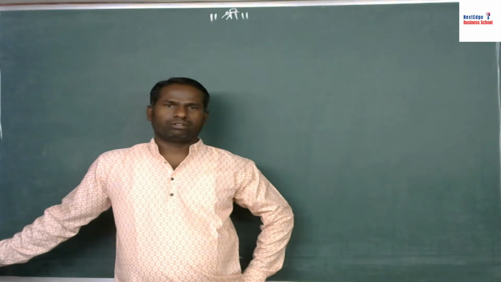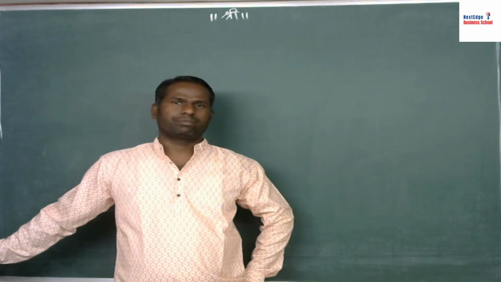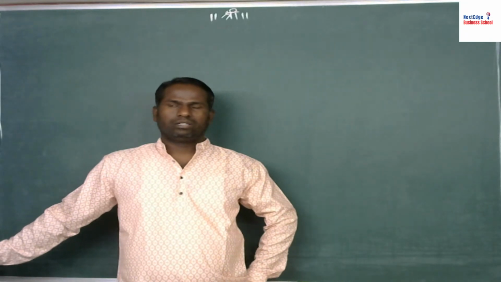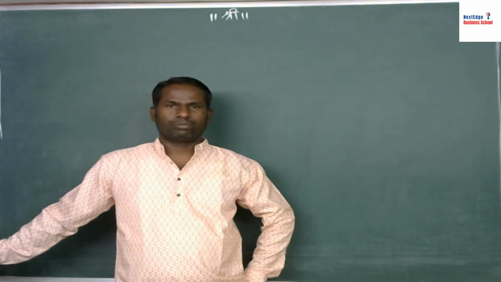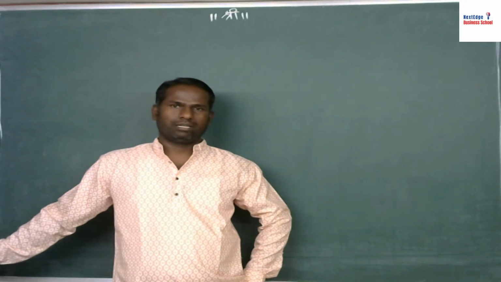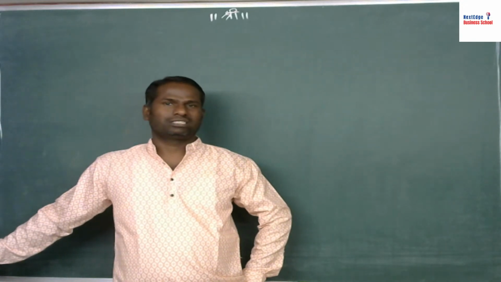Welcome to the fifth day of crash course for Decision Science 302 for MBA Semester 1 and MBA Semester 3. Today we are going to cover chapter number 4, CPM and PERT part, and we are going to start with the fifth unit's first portion called Decision Theory.